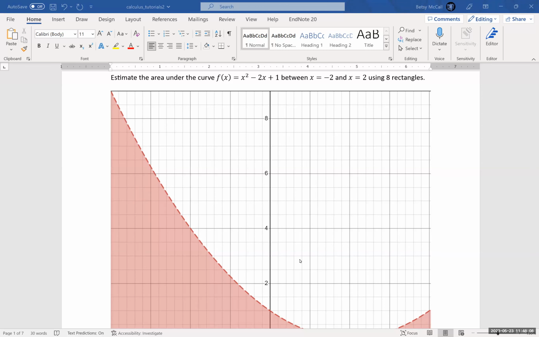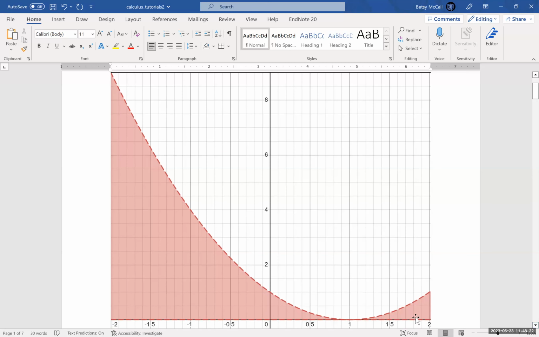But this general procedure certainly will work even if you end up with weird decimals, because the number of rectangles is a strange number. Now, I want to first just look at the graph that I've made here. This is our x squared minus 2x plus 1 function, and its graph between -2 and 2. It's bounded below by the x-axis.